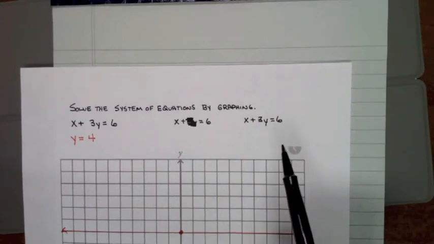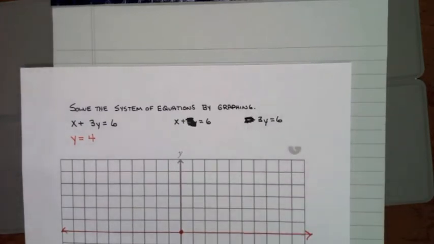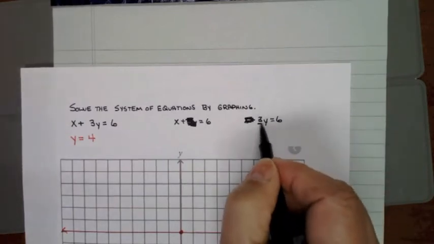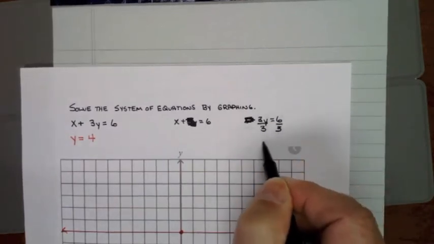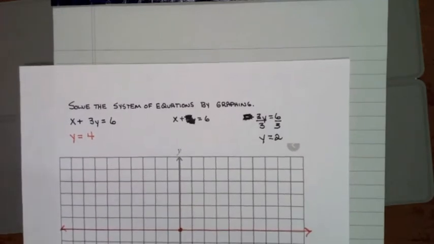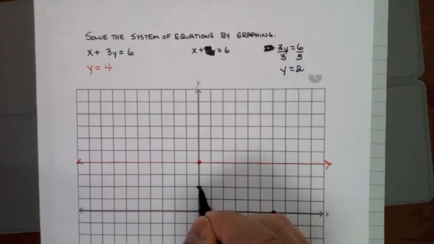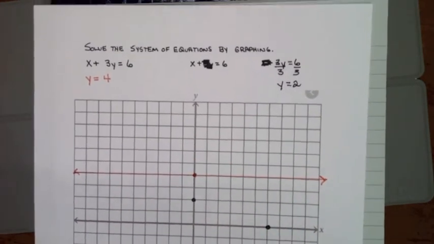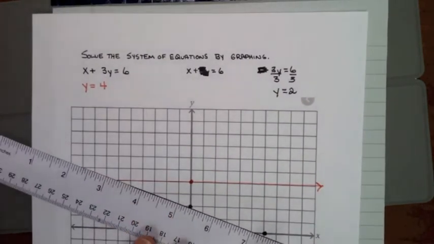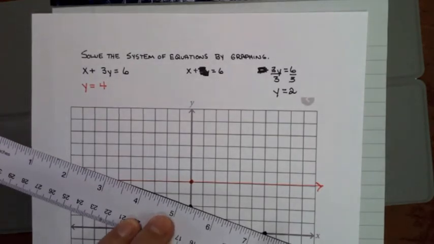I need to find the y-intercept. If I'm finding the y-intercept, I don't need the x. I solved this little equation right here by dividing both sides by 3. Y is equal to 2. My y-intercept on this is 2. So what I'm going to do is go up 2, 1, 2. I'm going to draw my black linear equation.